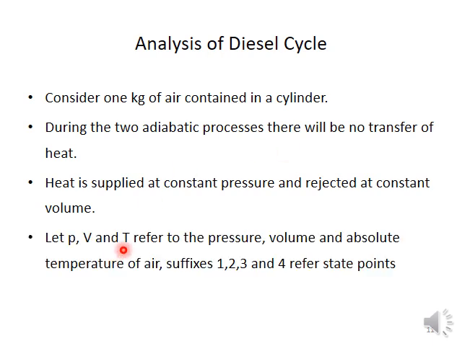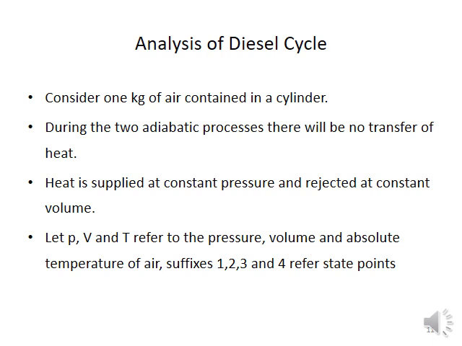Let P, V and T refer to the pressure, volume and absolute temperature of the air, with suffixes 1, 2, 3, 4 referring to the state points. At point 1 the pressure is P1, at point 2 the pressure is P2, and so on: P1, P2, P3, P4, V1, V2, V3, V4, T1, T2, T3, T4. These refer to the pressure, volume and temperature at the particular state. So we have to calculate the pressure, volume and temperature at every state point.